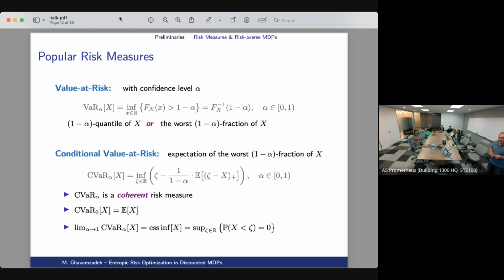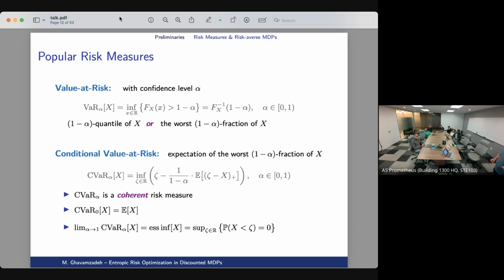The other popular risk measure is conditional value at risk, or CVAR. CVAR basically says, okay, we define VAR, we look at that bad tail. If I renormalize that bad tail, that 10%, to 1, and then find the expectation, that gives the CVAR. So CVAR is the expectation of the worst 1 minus alpha fraction, right? So just cut the distribution, look at that bad tail, calculate its expectation. That's what we call CVAR. And CVAR is a coherent risk measure, unlike VAR.